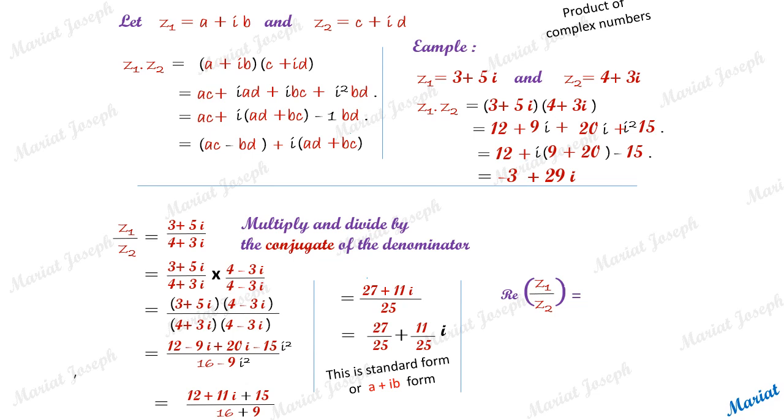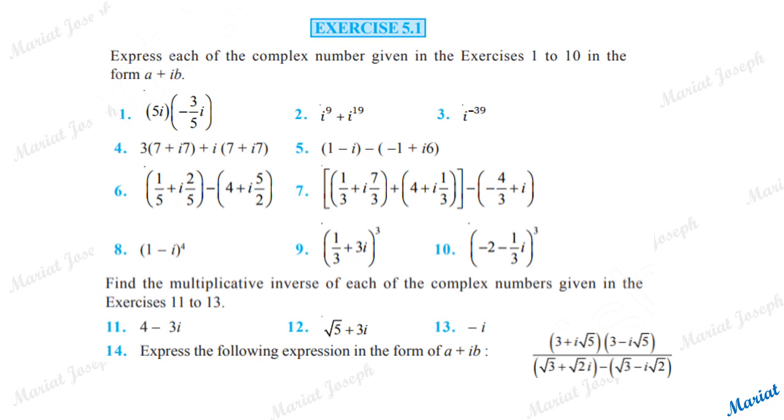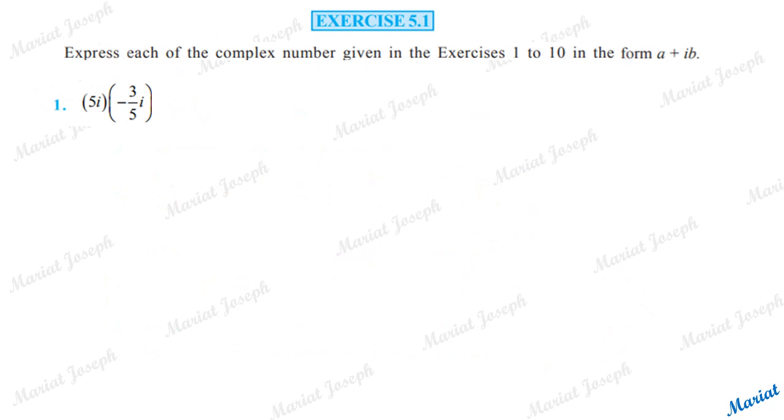Now the real part of Z1 upon Z2 here is 27 by 25. The imaginary part of this Z1 by Z2 is 11 by 25. Now, as we have learned algebraic operations on complex numbers, we will be able to do the questions based on them. Questions in this exercise: Express each of the complex numbers given in exercise 1 to 10 in the form a plus ib. a plus ib is called standard form. Let's see how we express it.